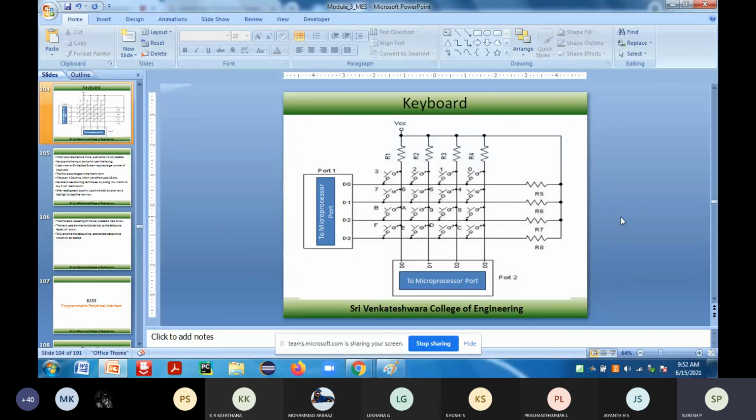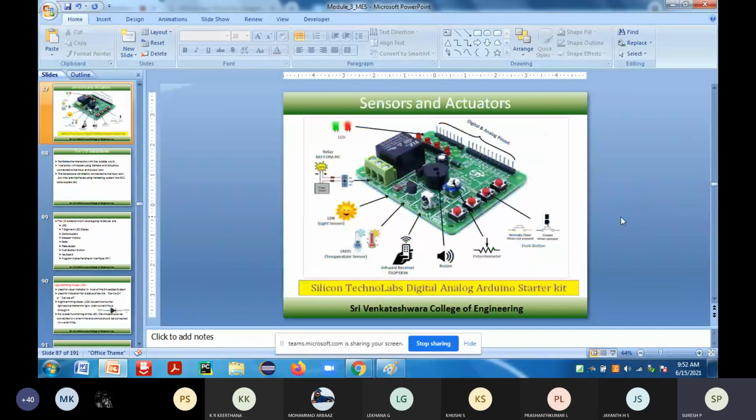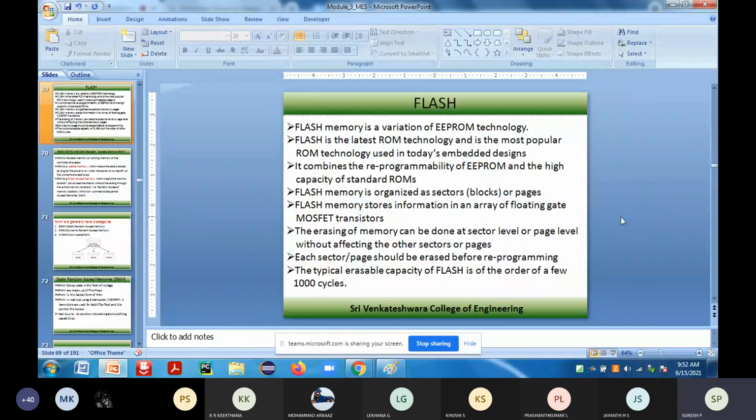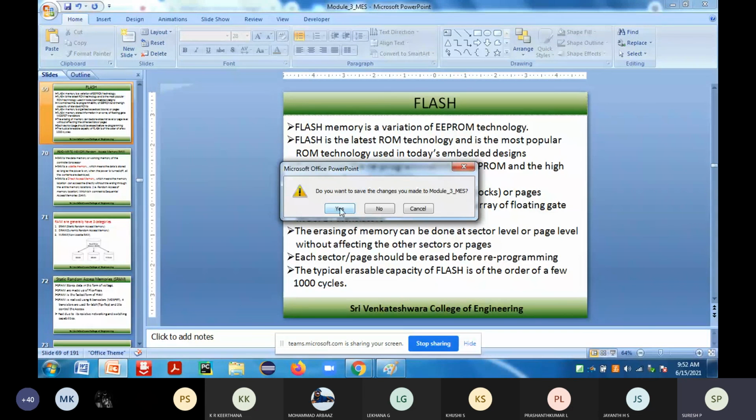Some part of the memory I will leave so that you have to read by yourself. When it comes to sensors and actuators, you have to read LED and optocouplers by yourself. Just read some part by yourself so that I can complete this module fast. After this third module, I have to touch part of your fourth module to give the questions for your IA. So I have to complete this unit by next Tuesday. This is vast, so I have to complete it faster.